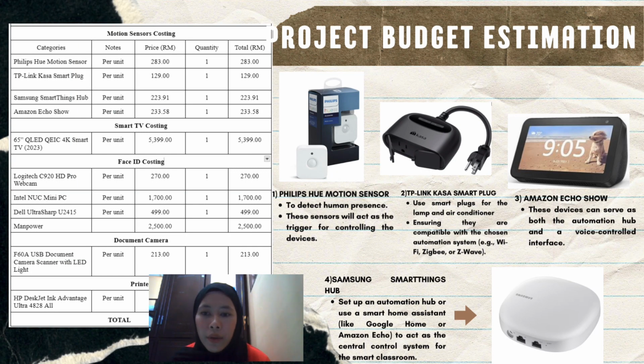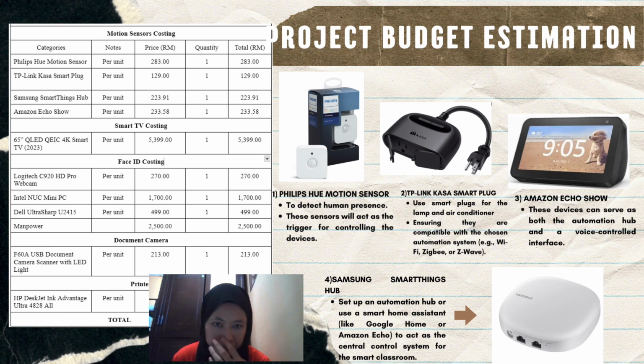My name is Raju Umsla binti Raju Azman. Now I'm going to present the project budget estimation for this project. For this project, we have 10 components for the smart classroom. The first one is the Philips Hue motion sensors. The price is 283. The function is to detect human presence. These sensors will act as a trigger for controlling the devices.